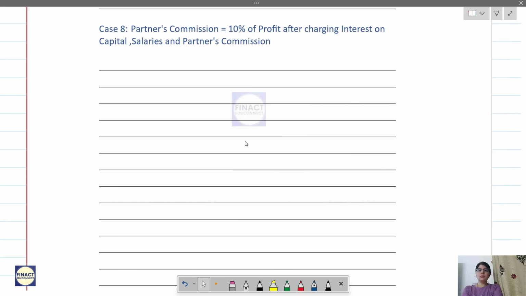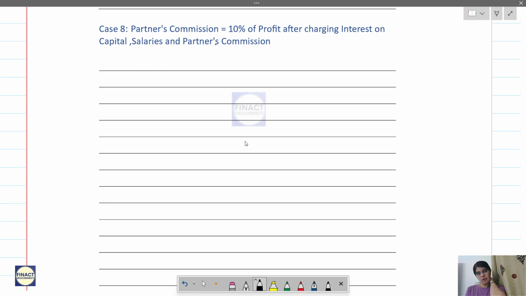Now this is 10% of profit after charging interest on capital, salaries and partner's commission. So specifically they are giving you after charging this, that and all. This is similar to case 2, profit after commission. Sometimes they may give you additional information just to create confusion, after charging interest, after charging salary, partner's commission. Whatever they are telling you, you just have to follow it. We will finish case 8, then you can take a break.